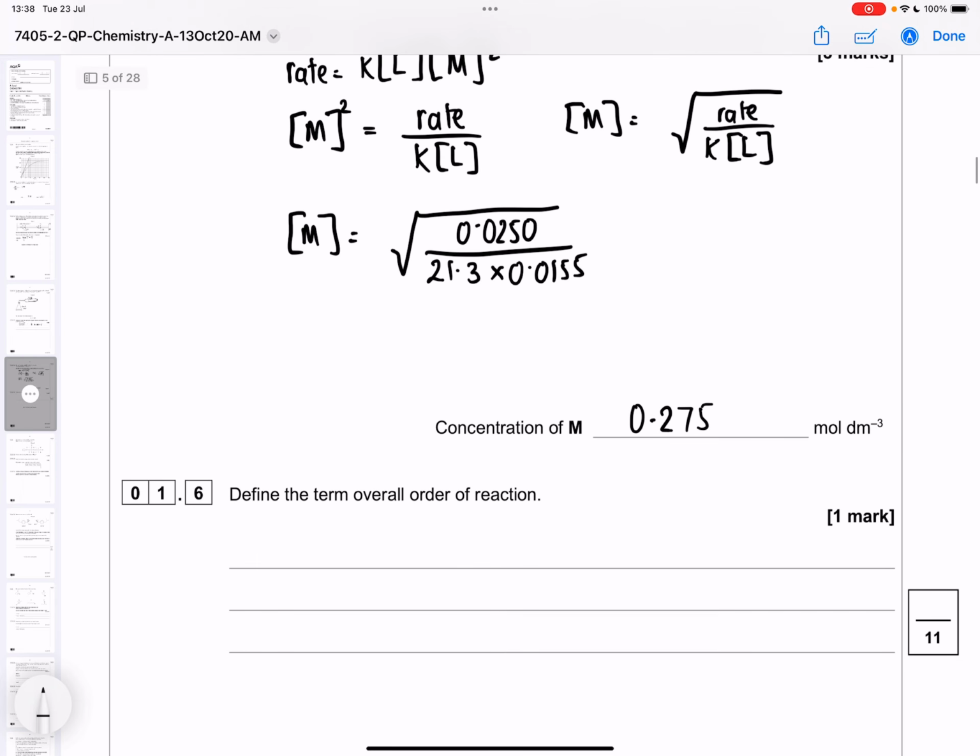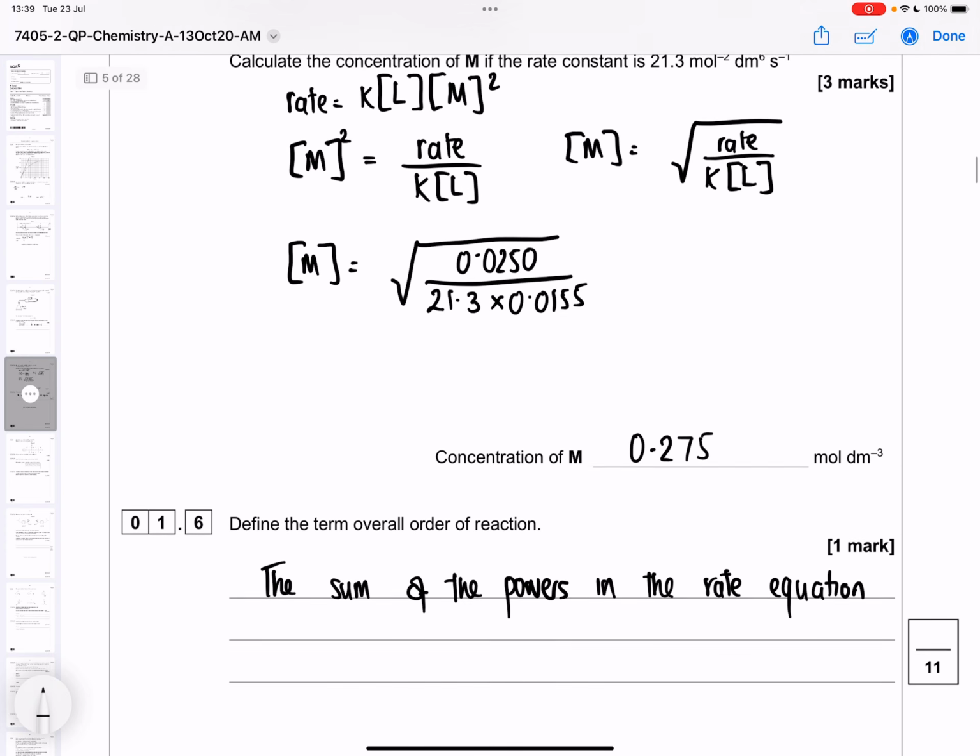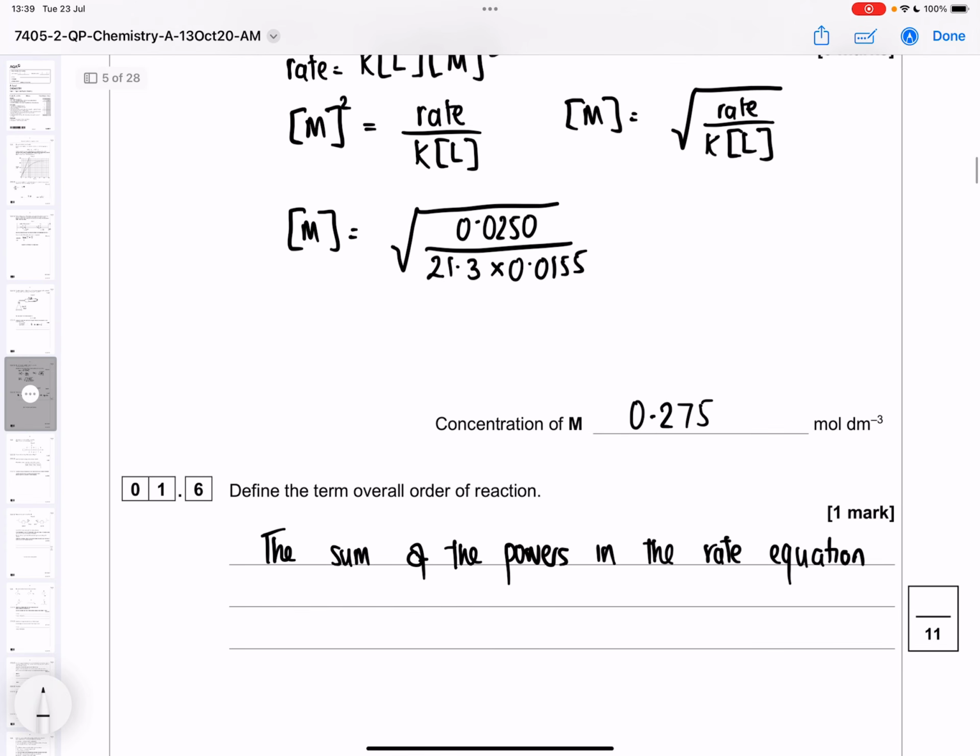Define the term overall order. Overall order is the sum of the indices or the powers in the rate equation. So for example, the equation we've just been using, the sum of the powers would have been 2 add 1 is 3. So the overall order would have been 3.